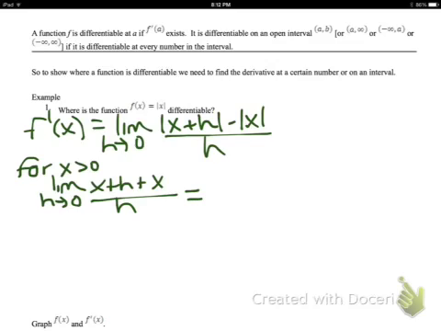And then, I'm sorry, minus. I mean, typo there. Make sure, go back. That would be minus x. Okay, so the x's would cancel. I'd get h over h, which is 1.